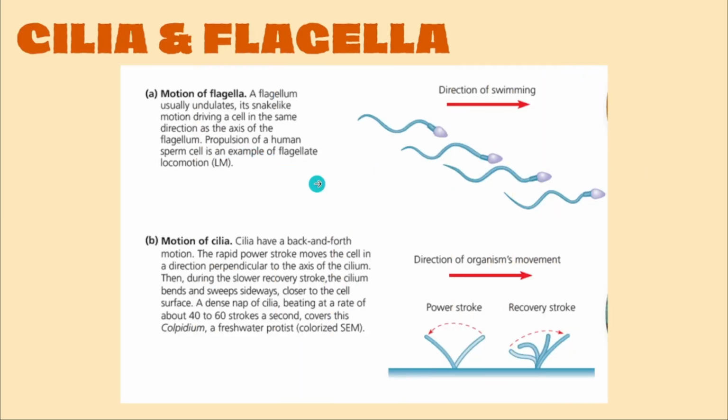Okay, so this one is just to show you how the cilia and flagella move, the motion of the cilia and flagellum. Normally, the flagellum is a tail-like structure that allows the cell to move easily from one place to another. One of the main examples in animals is the sperm cell. Sperm cells contain a tail, which is called a flagellum. This flagellum is what makes the cell able to swim from one part to another.